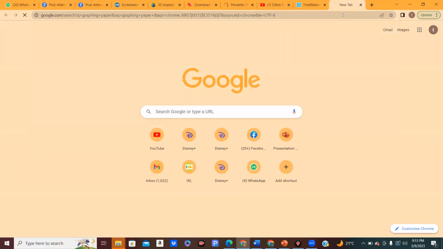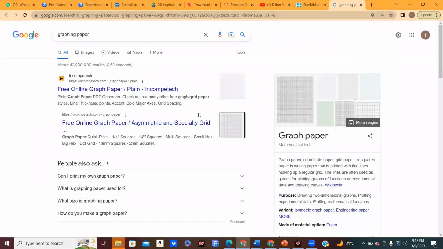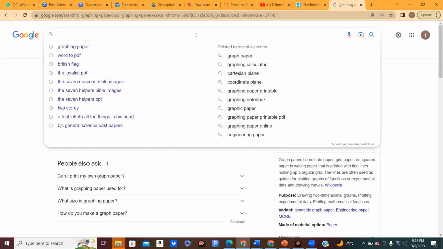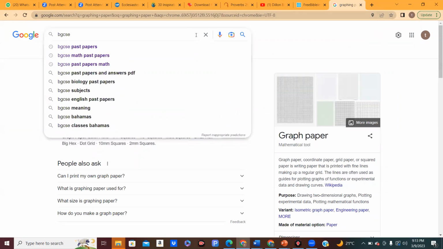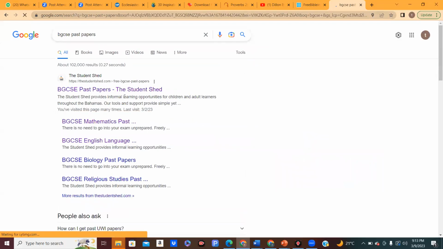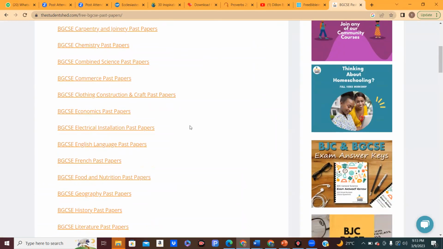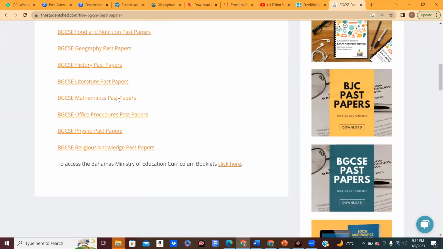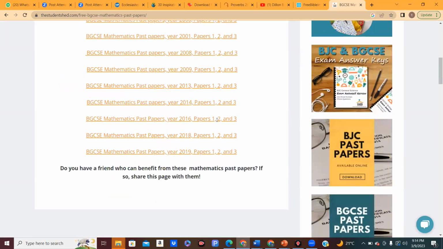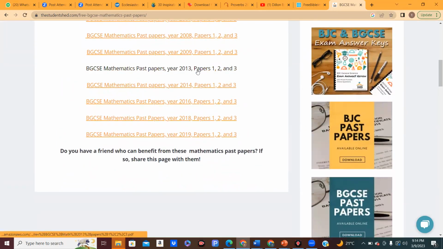So just for the sake of our demonstration, I'm just gonna get a graphing paper from online, something that is sensible. I should use the BGCSE one, you know. Let me see, they should have it. I had some in my BGCSE folders, the past papers. My sister took them. Oh, your sister. Okay. I think 2013 should have a clear graph paper we could use.